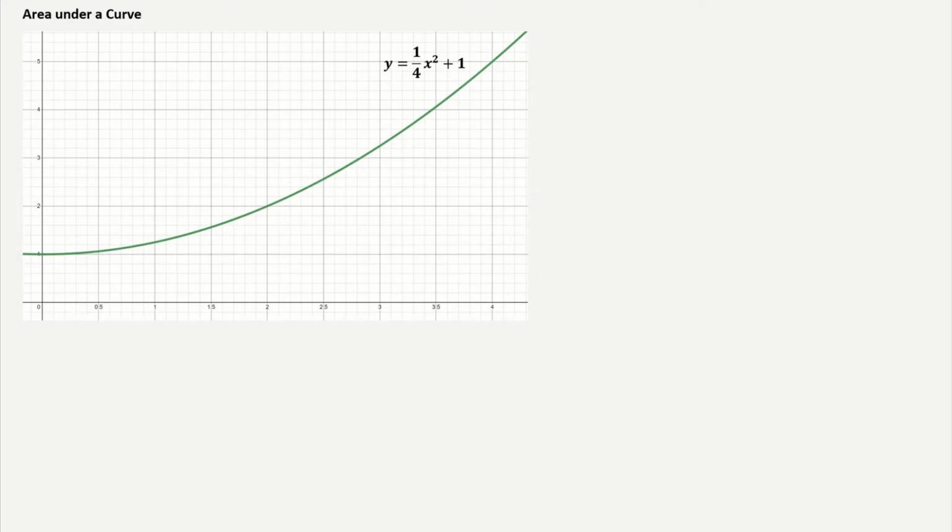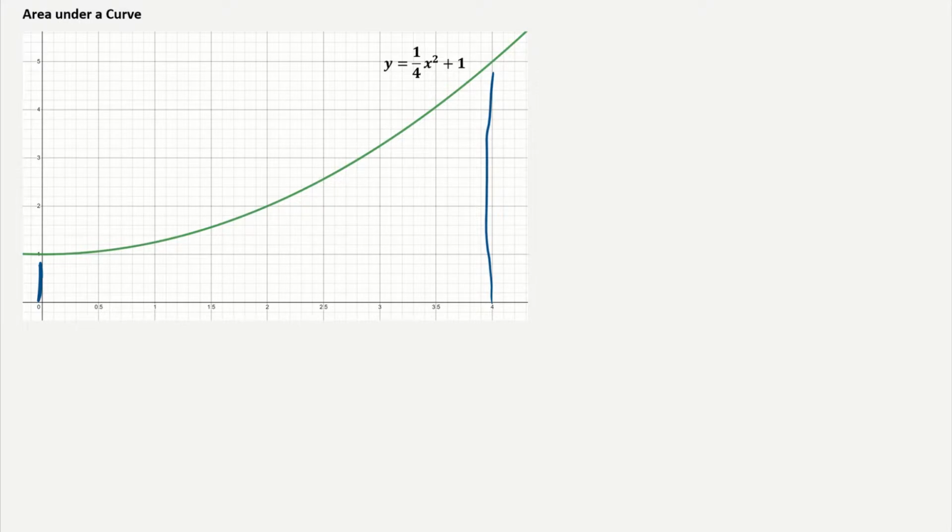Hello, today I want to look at how you would find the area under a curve. Suppose you are tasked with finding the area under the curve y equals 1/4 x squared plus 1 from 0 to 4. So this is a parabola that we've zoomed into. I want to know this area, and we're going to try and build our intuition with this.